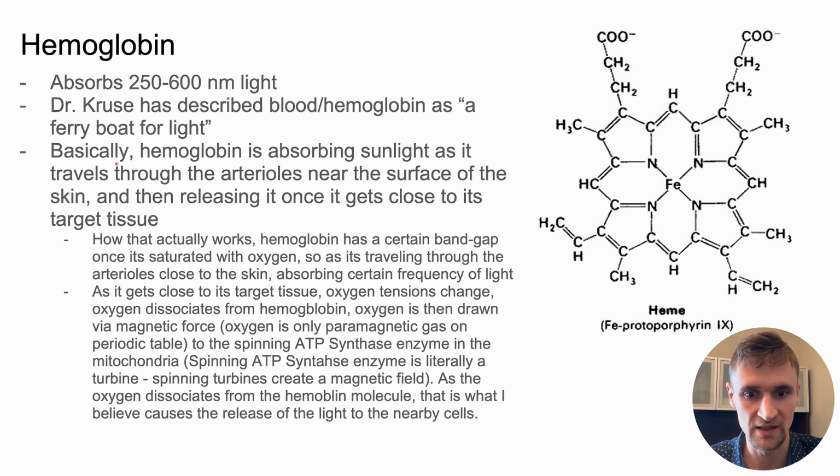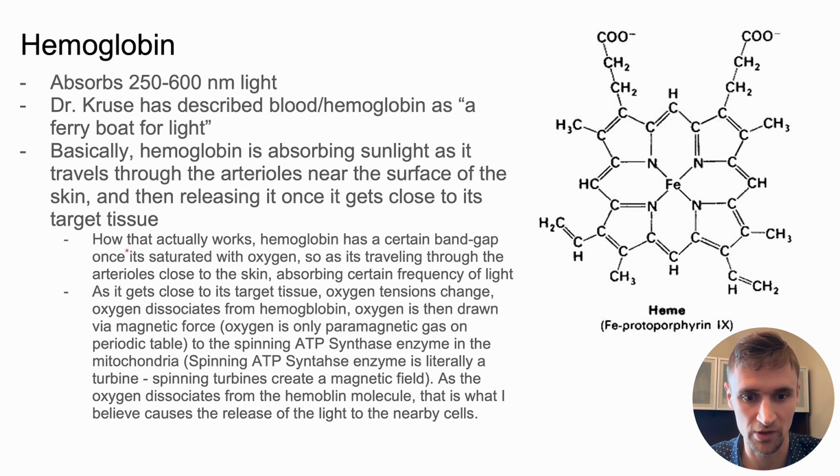So basically, what's happening is hemoglobin is absorbing sunlight as it travels through the arterial system and gets to the arterioles near the surface of the skin, and then it's releasing that light once it gets close to its target tissue. The mechanism of how this works is an original hypothesis, an idea of mine, and I want to have Dr. Kruse on a podcast soon to ask him about this and get his confirmation or thoughts on whether this is actually how it works.